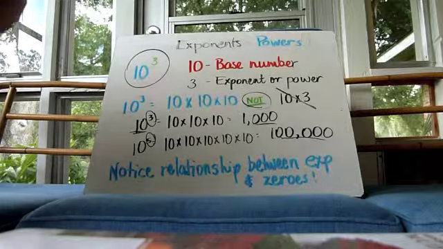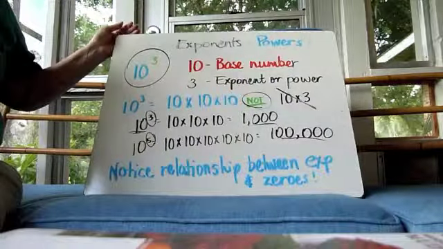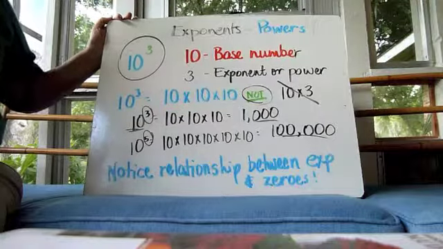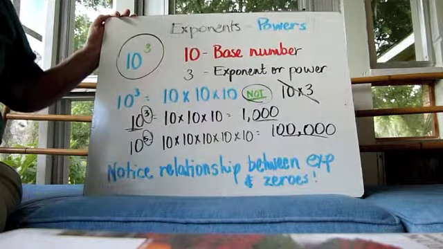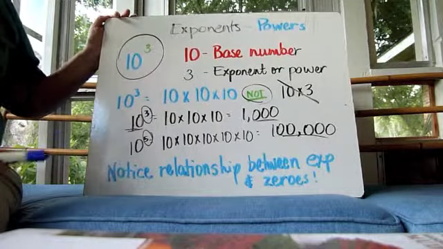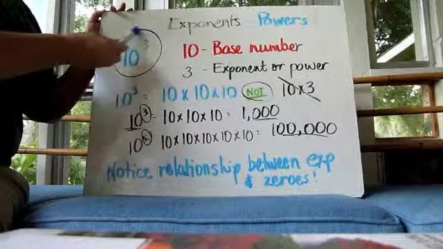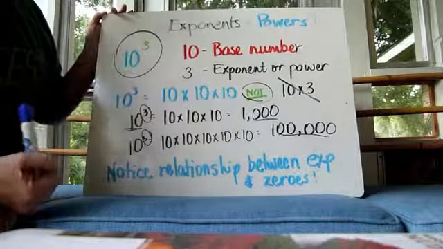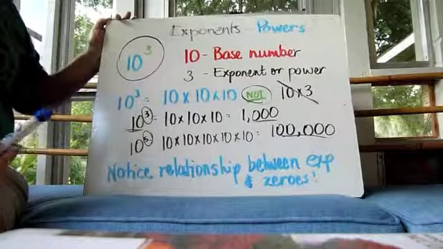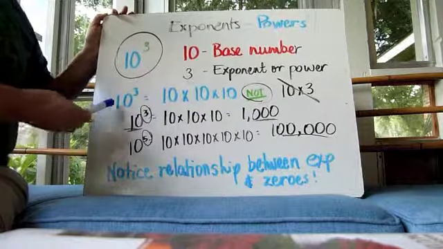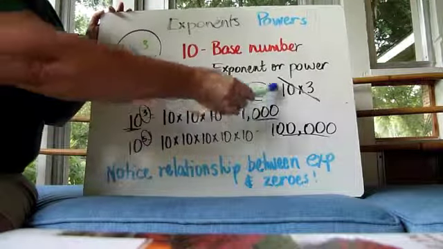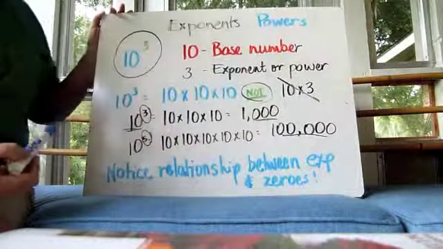So today we're going to review a few things about exponents and powers, patterns, and that sort of thing. When you're looking at this number right here, 10 is the base of that, and the 3 is the exponent or the power. 10 to the third power means 10 times 10 times 10, not 10 times 3.